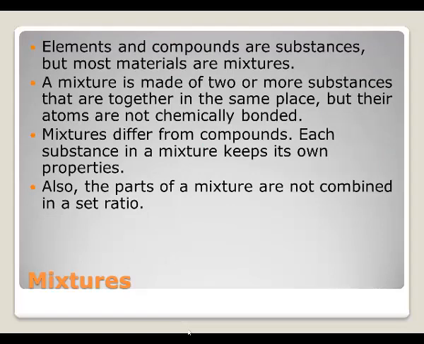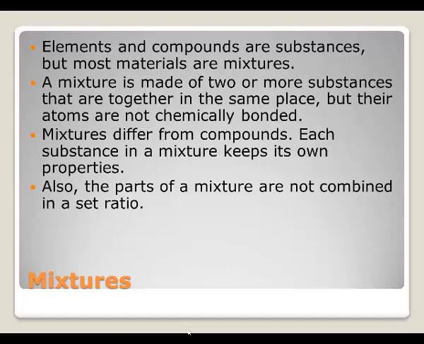Mixtures. Elements and compounds are substances, but most materials that we find on our planet are mixtures. A mixture is made of two or more substances that are together in the same place, but their atoms are not chemically bonded. When we have a compound, the atoms chemically bond. They share electrons. Mixtures do not share electrons.